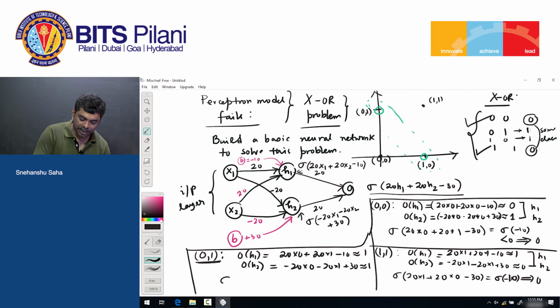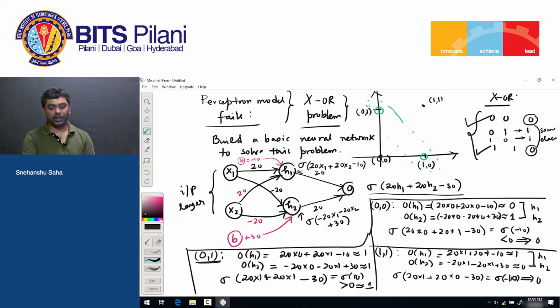So what do you expect here? You expect 20 times 1 plus 20 times 1 minus 30. So this is a positive number fed to the sigmoid. Therefore, the outcome is positive, implying that class level is 1. So you see how a very, very basic neural network model is able to classify this in the manner that you wanted.